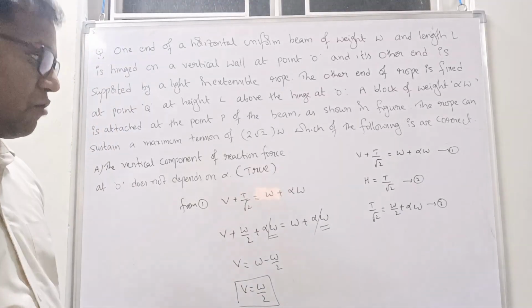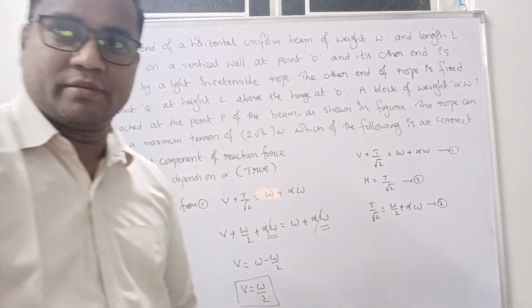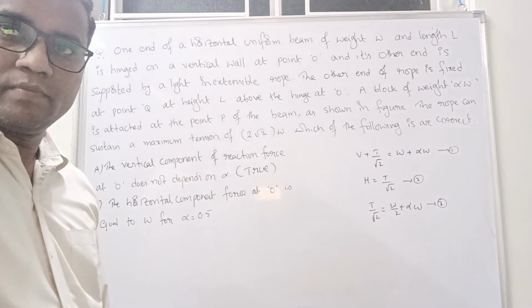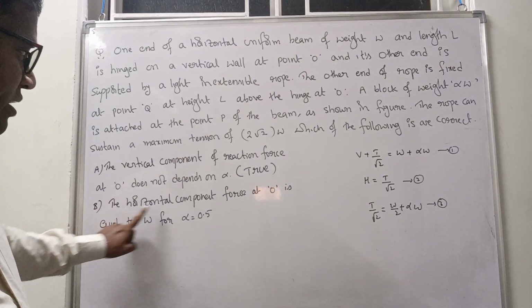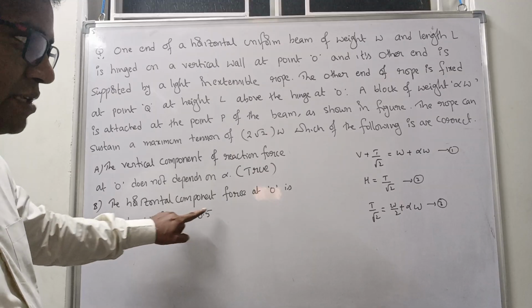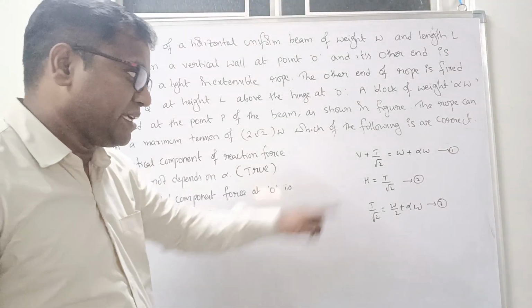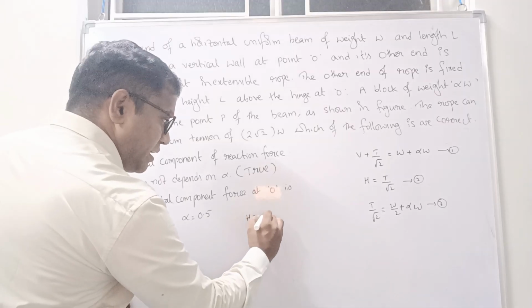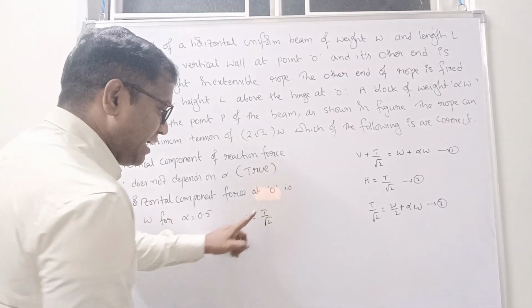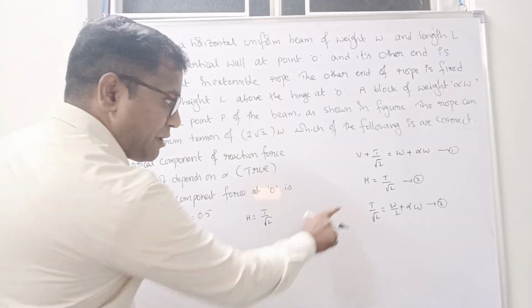But clear? So now we will go with the second option. Now see, he is asking about the second one, the horizontal component. So the H value you have to calculate. See, here we will write H is equal to T by root 2. Again T by root 2 we will write.